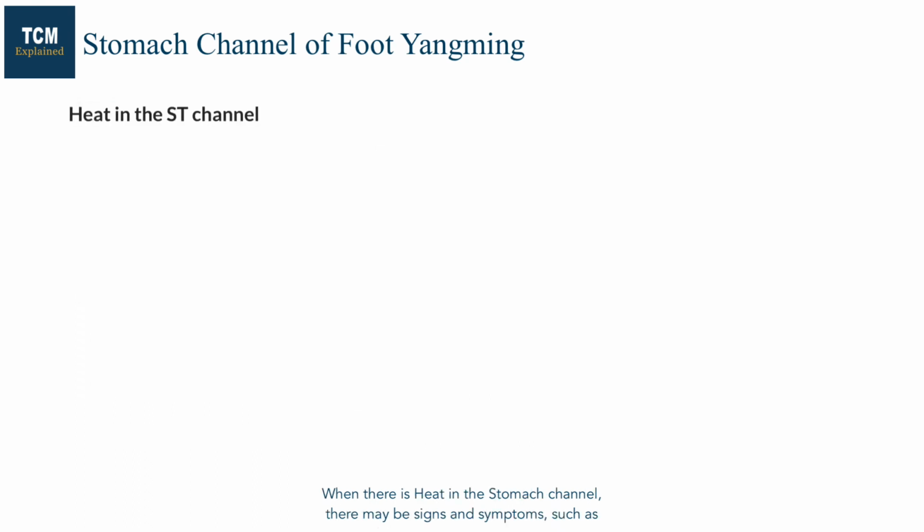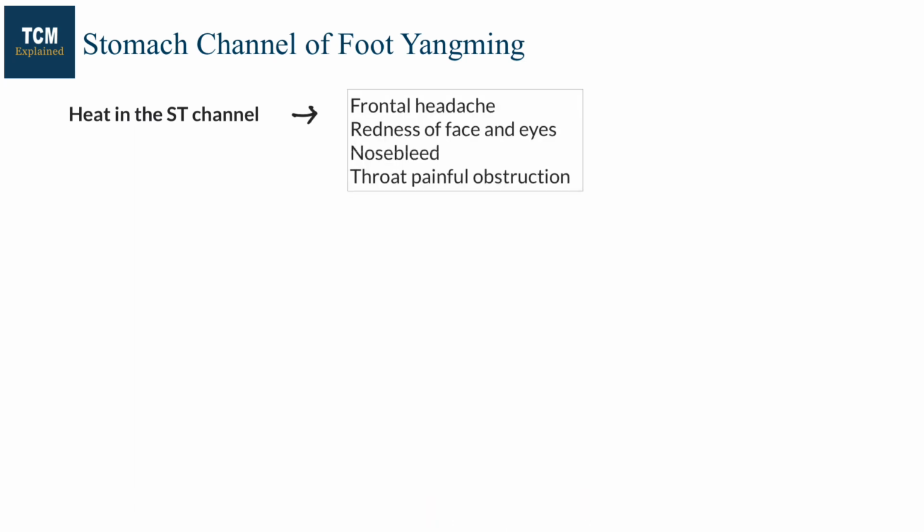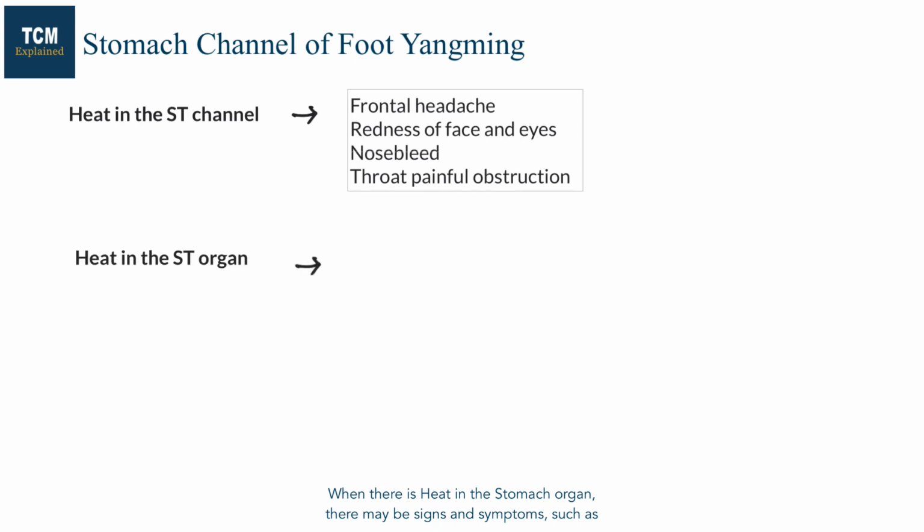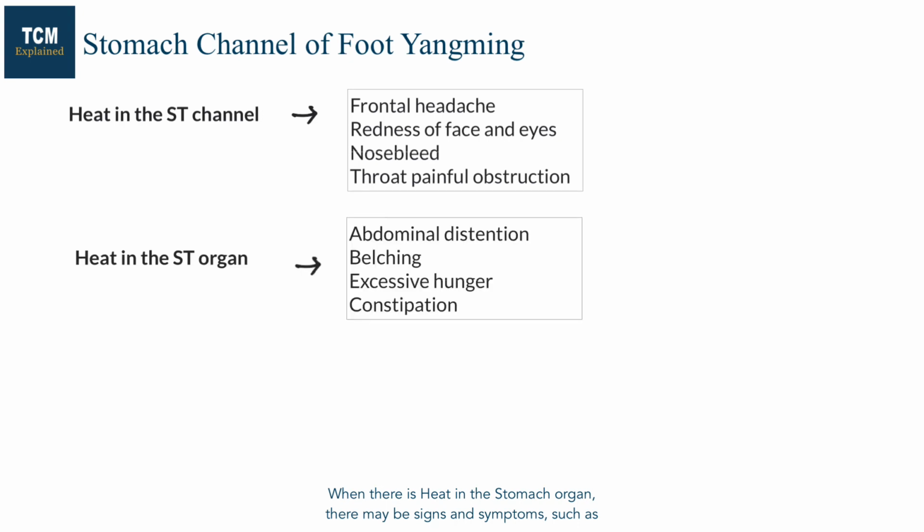When there is heat in the stomach channel, there may be signs and symptoms such as frontal headache, redness of the face and eyes, nosebleed, or throat painful obstruction. When there is heat in the stomach organ, there may be signs and symptoms such as abdominal distension, belching, excessive hunger, or constipation. ST41 clears heat in both the stomach channel and stomach organ.